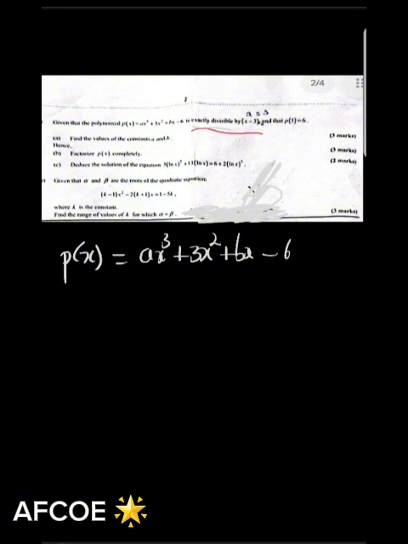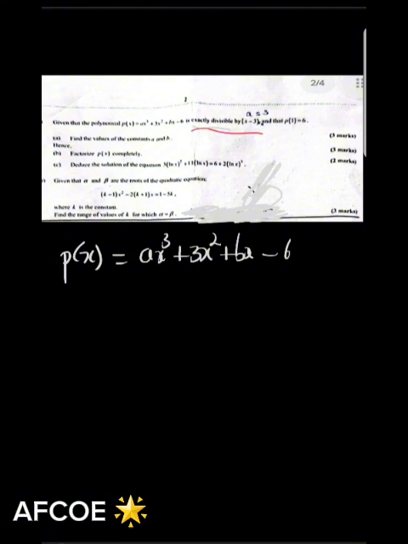The question is saying that the polynomial is exactly divisible by x minus 3 and p of 1 equals 6. So we are going to find the values of a, and for the second part we are going to factorize it completely, and so on. So now let us begin with the first part without wasting most of your time.